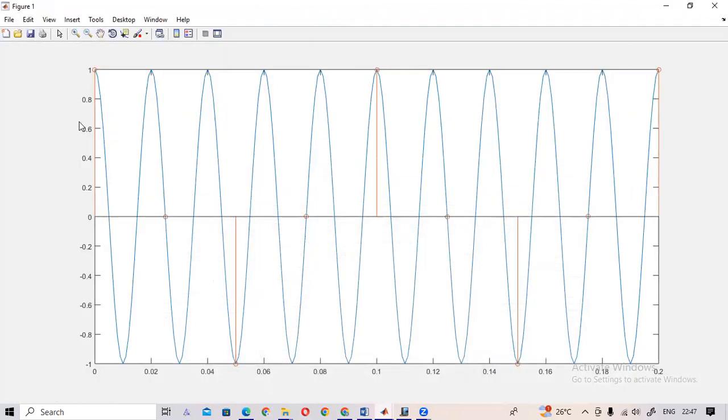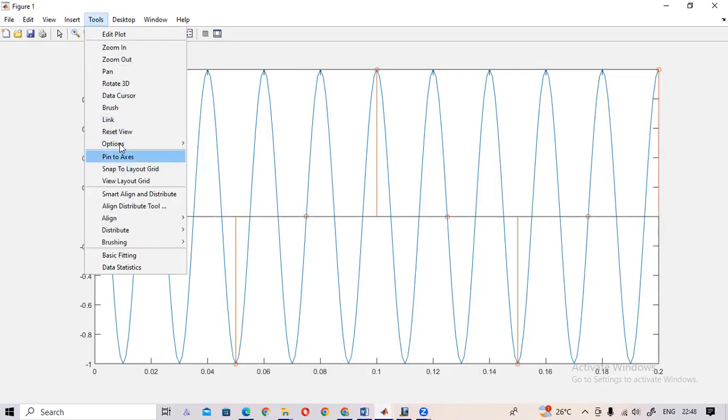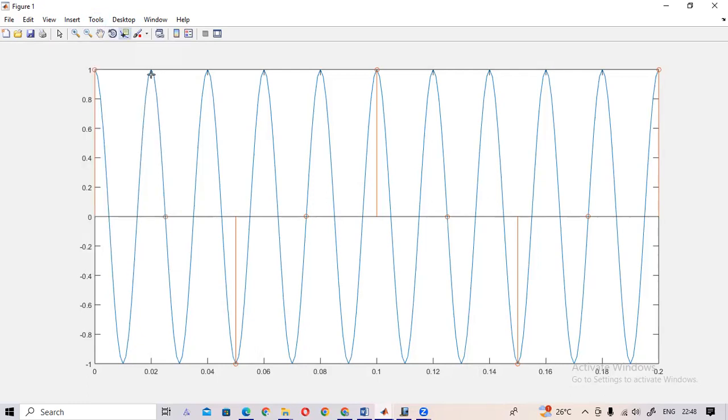If you get the first sample here, after 0.025, you need to get the second sample. So you can check it. You can go to this tool and you have this data cursor. Using the data cursor, if you click here, this is the second sample, that is 0.025 now.